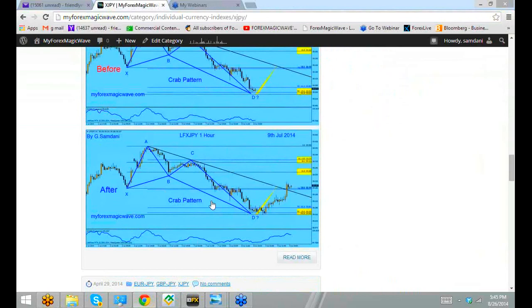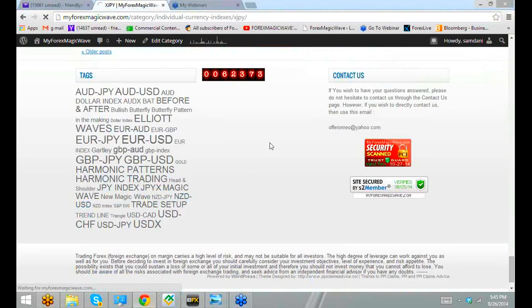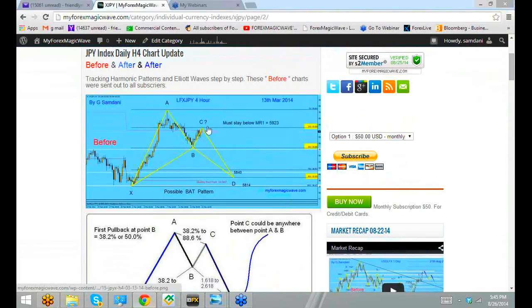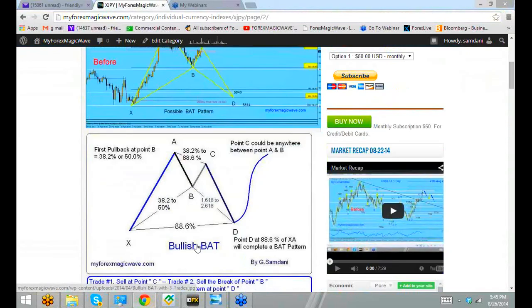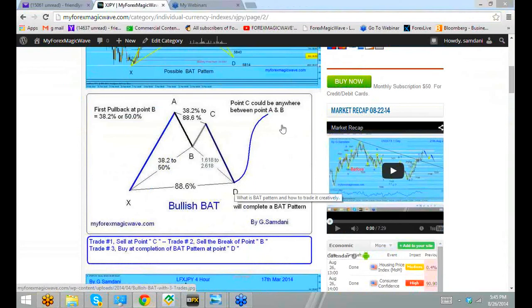Let's see if I can find something else. There was a very nice one here. Okay, so now look at this one. This is what I'm talking about. This is a bullish bat pattern, so you need to trade up at the end of the leg D, once the pattern is finished.